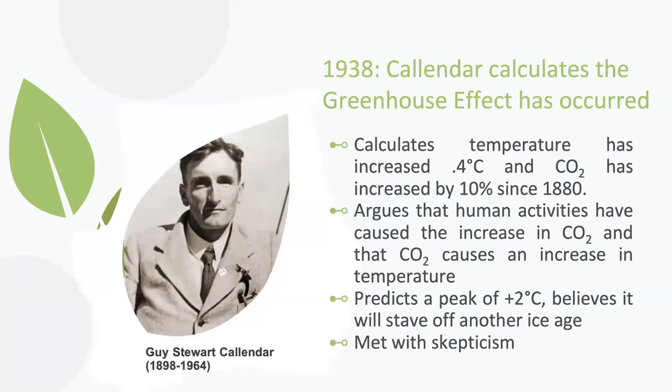About 40 years later, scientists had been discussing this purely as a theoretical possibility. And so Guy Callendar does the analysis to figure out whether this so-called greenhouse effect has actually already occurred. And he calculated that since records started being kept, and these are very reliable temperature records kept by meteorologists all around the planet.